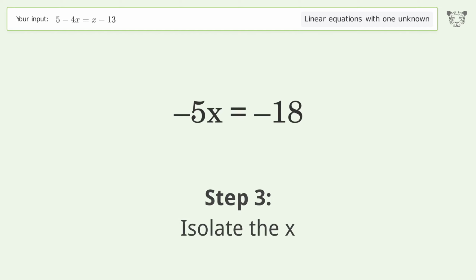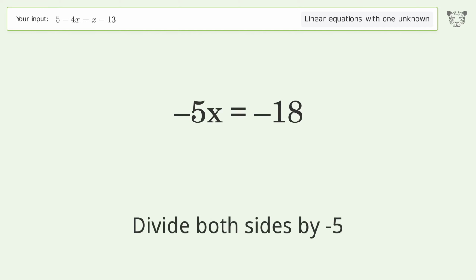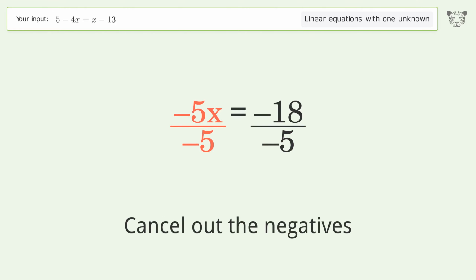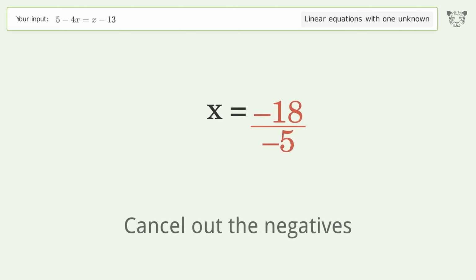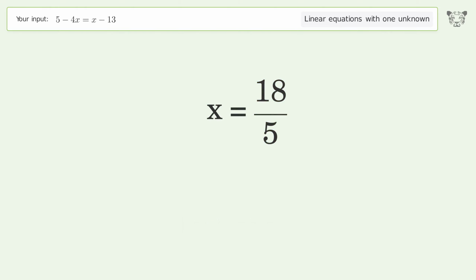Isolate the x. Divide both sides by -5. Cancel out the negatives. Simplify the fraction. Cancel out the negatives. And so the final result is x equals 18/5.